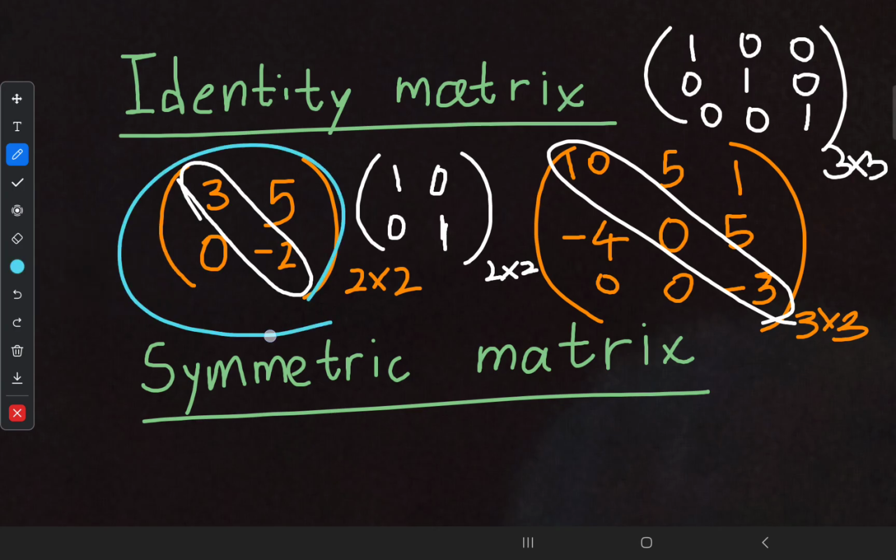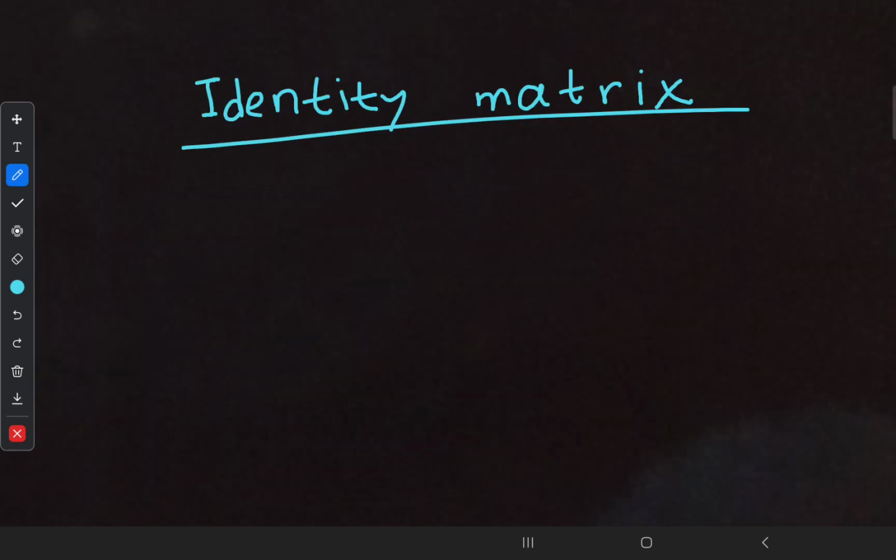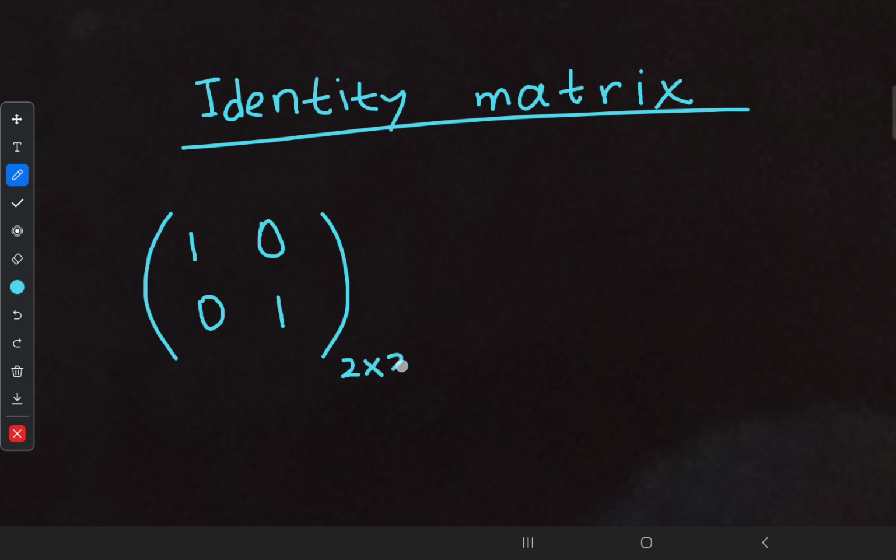Why did I use this? To identify the main diagonal, I used these orange color examples. These are not identity matrices. This one is our 2 into 2 identity matrix. This one is our 3 into 3 identity matrix. This is a summary of identity matrix. The main diagonal should hold only 1s. The remaining quantities are 0. So this is our 2 into 2 matrix.